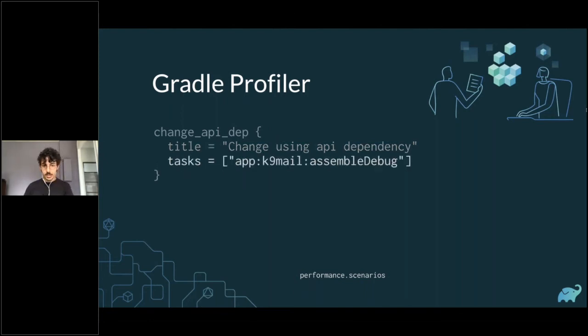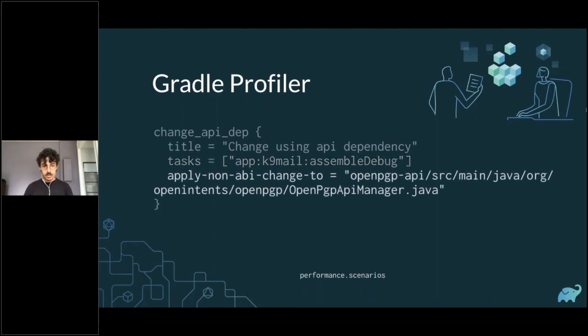And then this is the task we want to run. And in this case, we're going to apply a non-ABI change to this one Java file. So that just means it doesn't affect the ABI of that Java class. It's a simple implementation change.